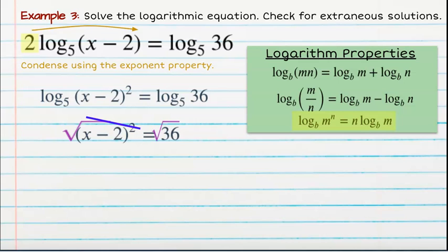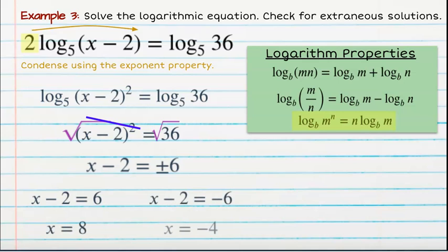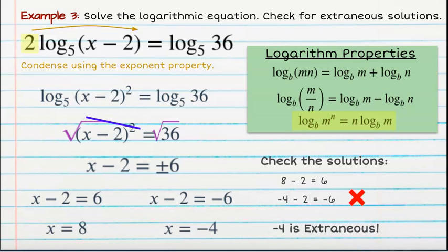We can square root each side and get x minus 2 equals plus or minus 6. So x minus 2 equals positive 6, so we get the result of 8. X minus 2 equals negative 6, which we get the result of negative 4. So once again, check and see if either of these are extraneous. Negative 4 is extraneous because when we plug it into x minus 2, we get a negative value.